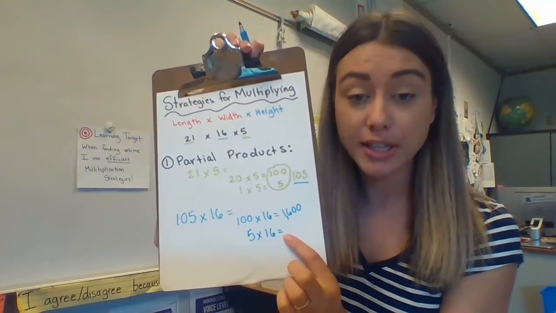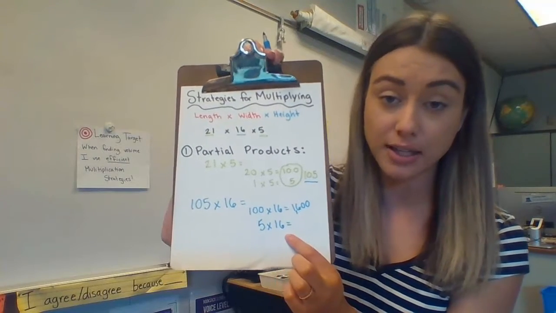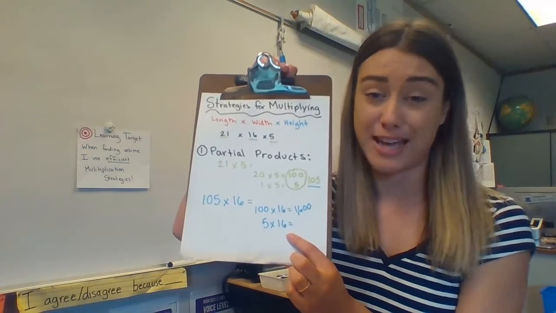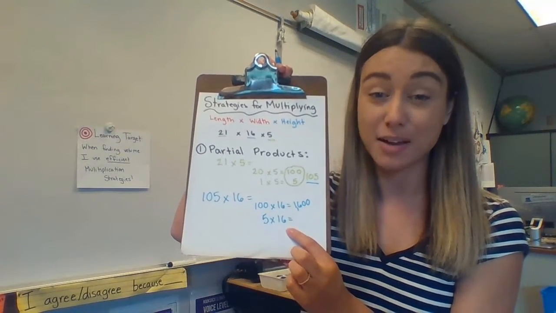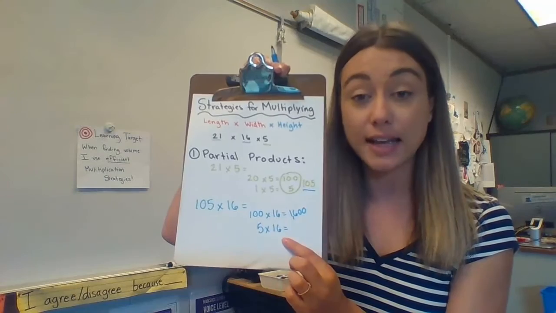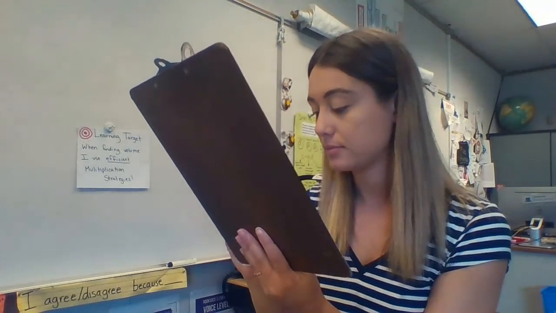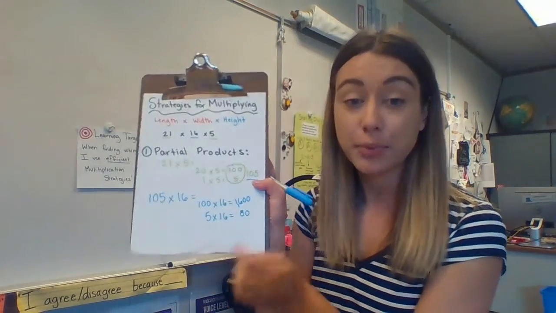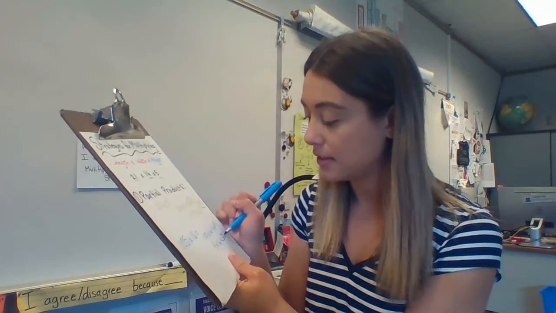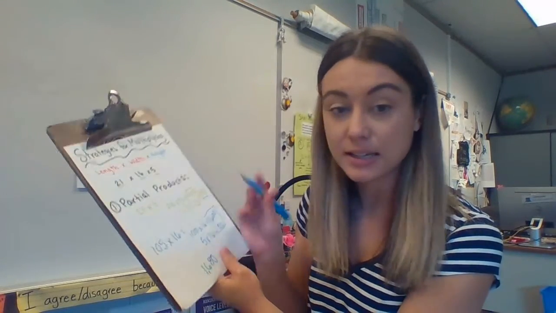If I wanted to, I could take apart 16 and do 10 times 5 to get 50, and then I could do 6 times 5 to get 30. And put those together to get 80. Or I could think about it as 5 is half of 10. 10 times 16 is 160. Half of 160 is 80. So I know 5 times 16 is 80. And when I put my 80 and my 1,600 together, I get 1,680.